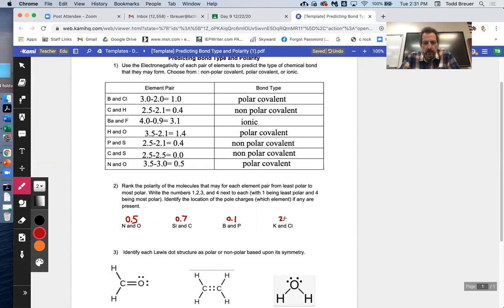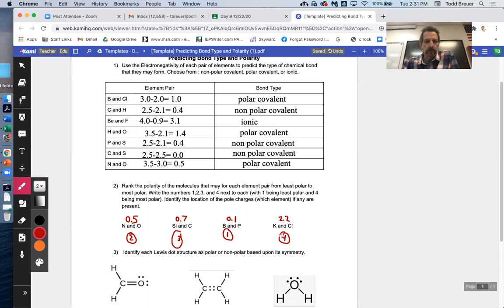What this allows us to see is which is the least polar molecule and which is the most polar. Well, B and P is non-polar covalent because the value is very close to 0. So this would get our 1, our least polar, right? The smallest difference in electronegativity. This one here would be our second lowest polar, and our third, and finally our fourth.